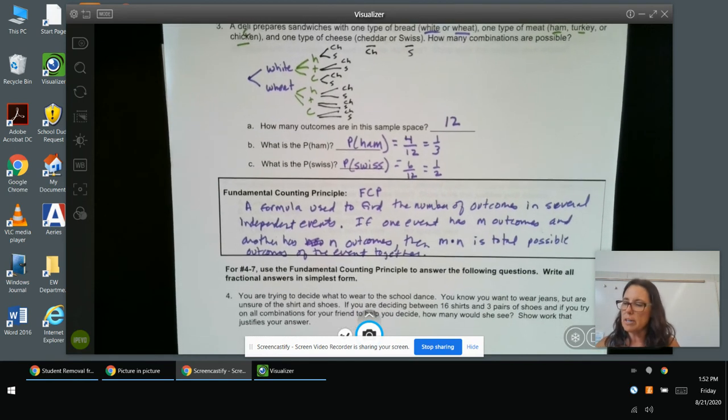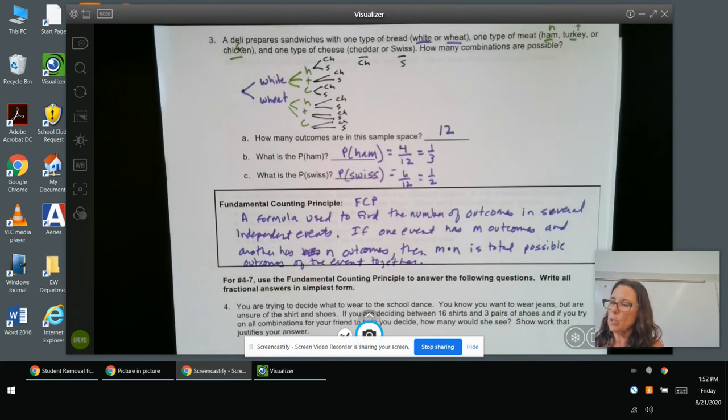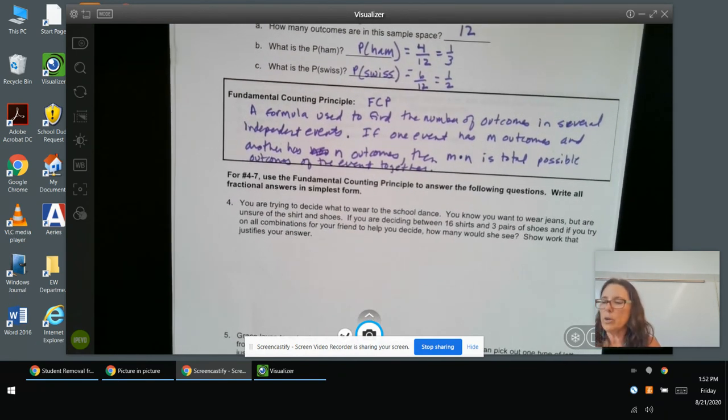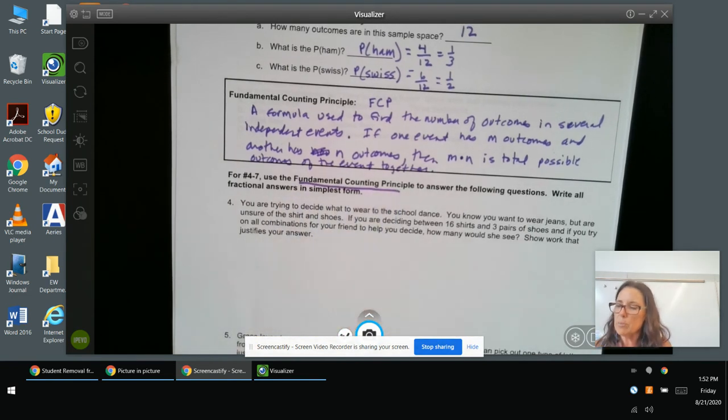Okay, so let's look at number 4 here. It says use the fundamental counting principle to answer the following questions. Write all fractional answers in simplest form. Remember, the last questions we did focused on a tree diagram. Well, this time we're asked to use the fundamental counting principle. So number 4, you are trying to decide what to wear to the school dance. You know you want to wear jeans but are unsure of the shirt and shoes. If you are deciding between 16 shirts and 3 pairs of shoes, and if you try on all combinations for your friend to help you decide, how many would she see? Show work that justifies your answer.